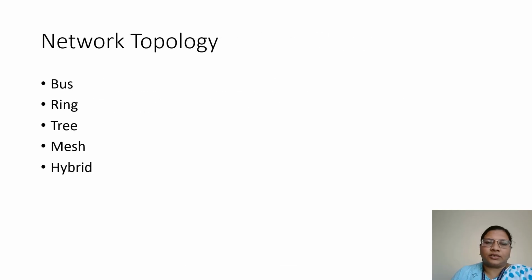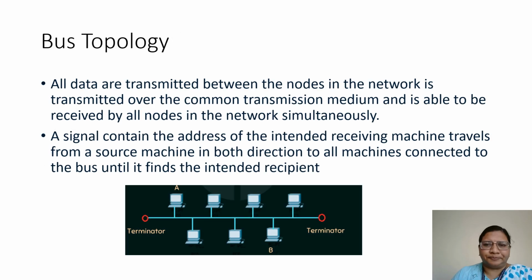Network topology has various types: star, bus, mesh, and hybrid topology. First, we will see what is bus topology. So you can clearly see here, this is the bus topology. Bus topology means all data transmitted between the nodes in the network is transmitted over the common transmission medium and is able to be received by all nodes in the network simultaneously.